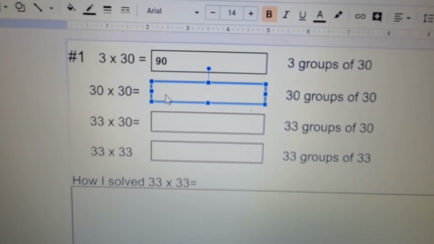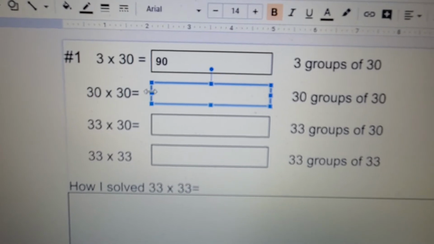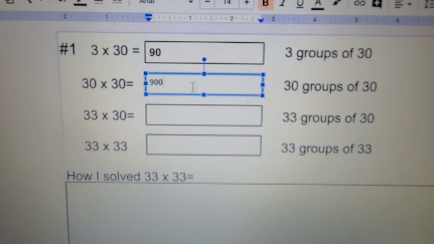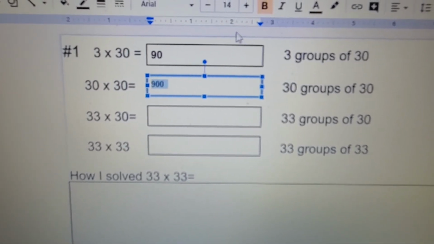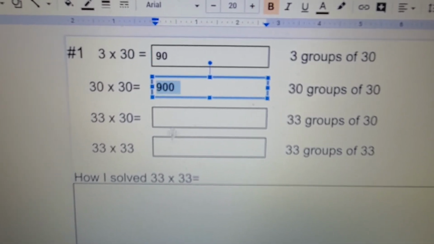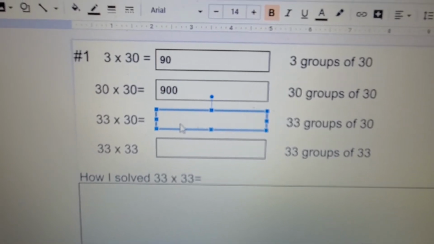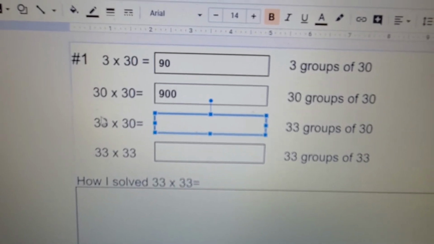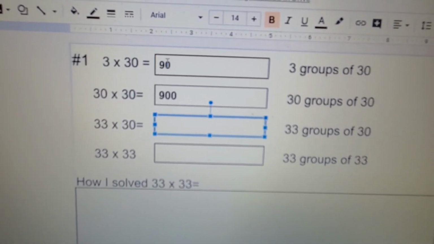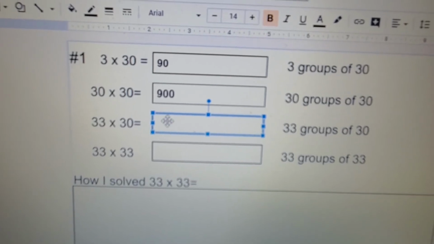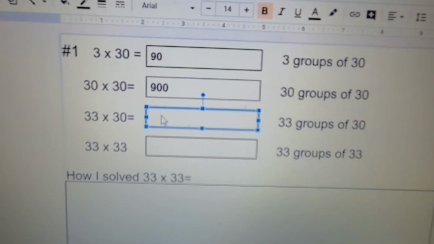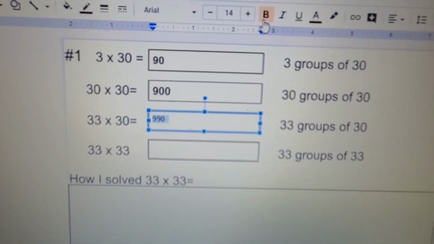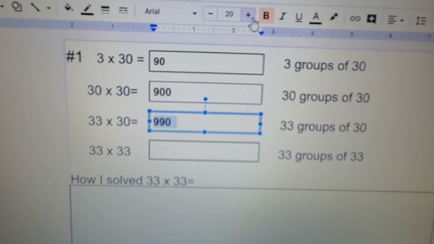Okay, so 30 times 30. Well, 3 times 3 is 9. And then there's 2 zeros, so that's 900. Also, this is 10 times as much. Now, 33 times 30. Well, if I compare this one to this one, this has 3 more groups of 30. Well, that's 90. So 900 plus 90 is 990. And I knew that because I can just combine the first 2 equations.